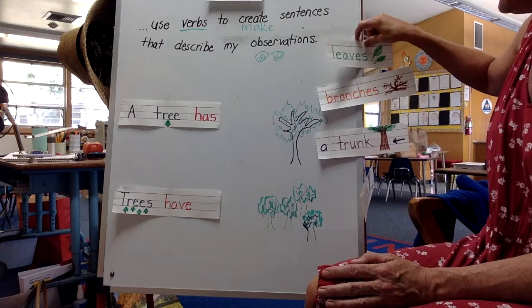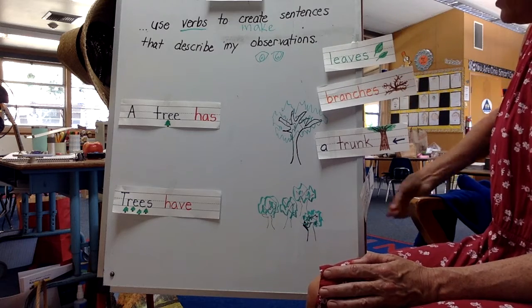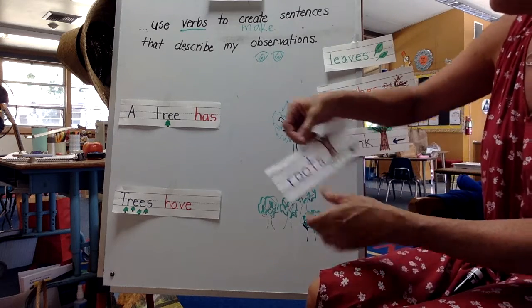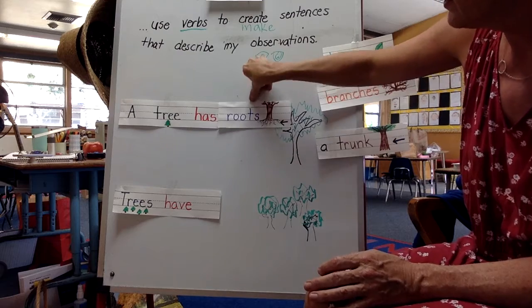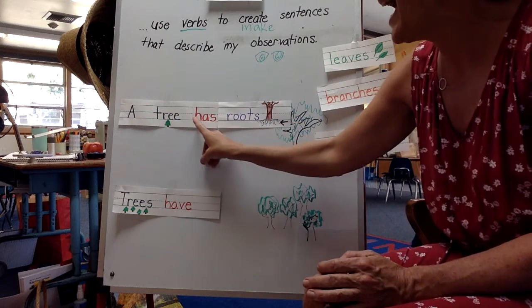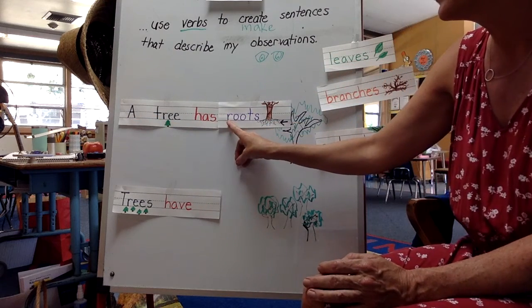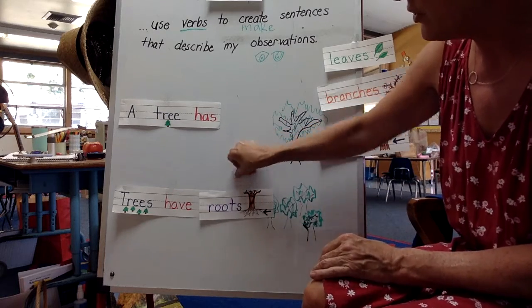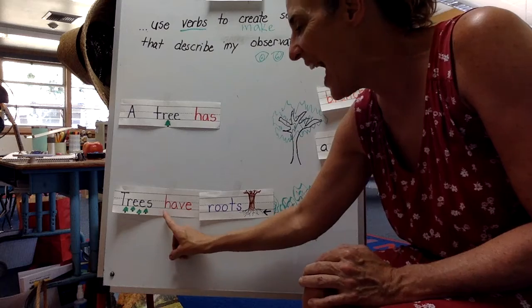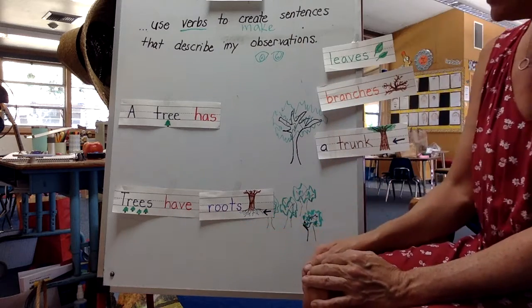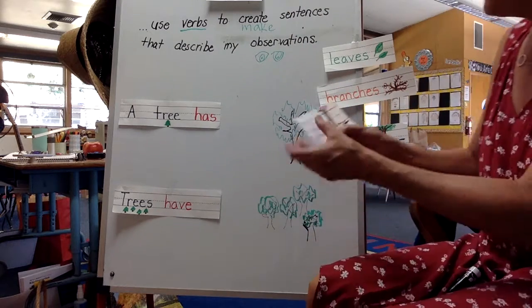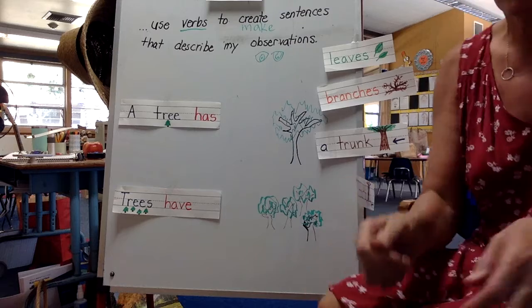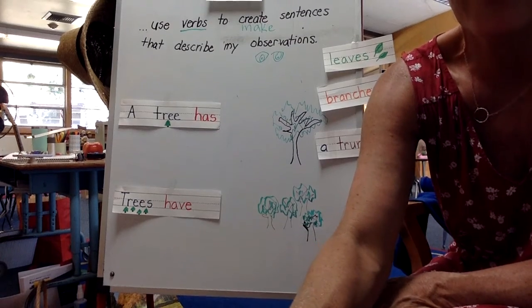It's really tricky. Let me show you one more time. I'm going to go with roots. A tree has roots. If it's more than one tree, trees have roots. It changes. All right, boys and girls, now you'll get your turn.